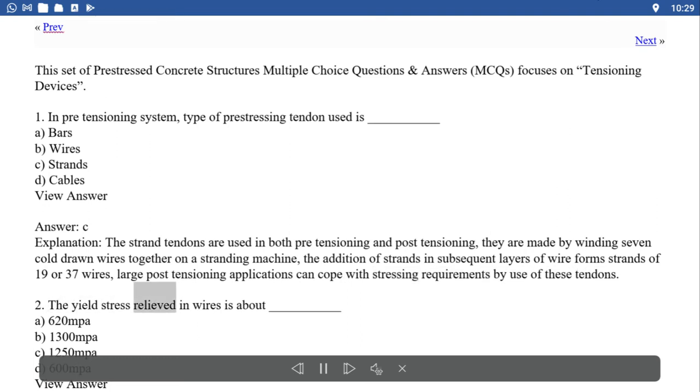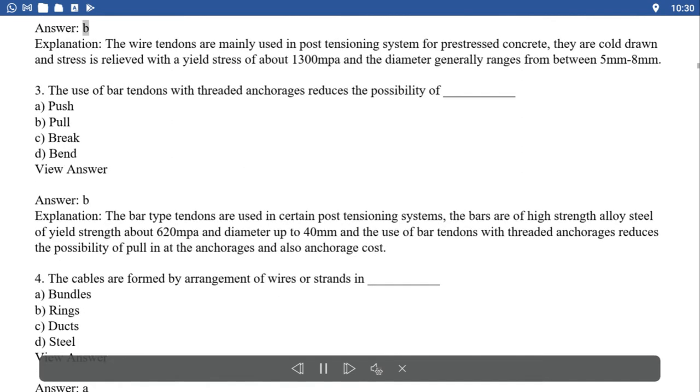2. The yield stress of stress-relieved wires is about ______. A. 620 MPa. B. 1300 MPa. C. 1250 MPa. D. 600 MPa. Your answer: Answer B. Explanation. The wire tendons are mainly used in post-tensioning systems for pre-stressed concrete. They are cold-drawn and stress relieved with a yield stress of about 1300 MPa, and the diameter generally ranges from 5 mm to 8 mm.